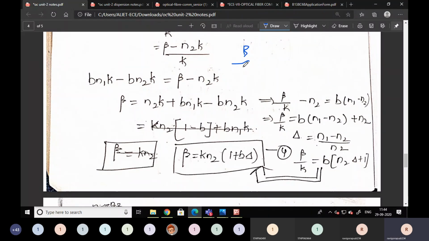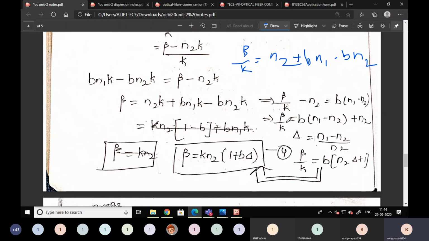Beta by k is equal to, with some approximations here, n2 plus b n1 minus b n2. Don't confuse. This we have. Then I'm taking this n2 to the left side. Beta by k minus n2 is equal to this one: beta by k minus n2 into b into n1 minus n2.